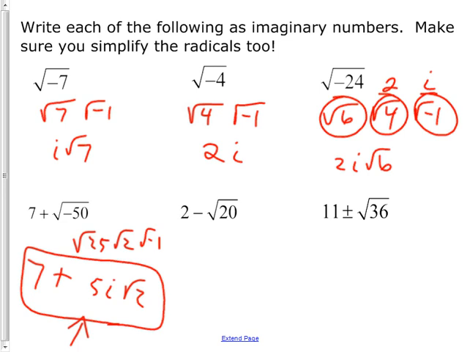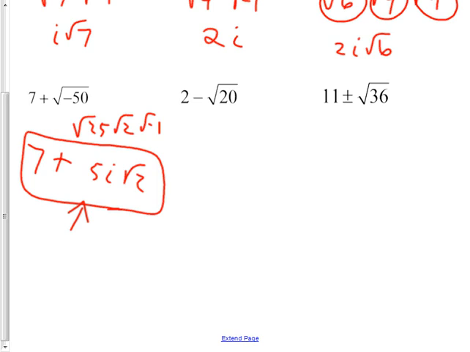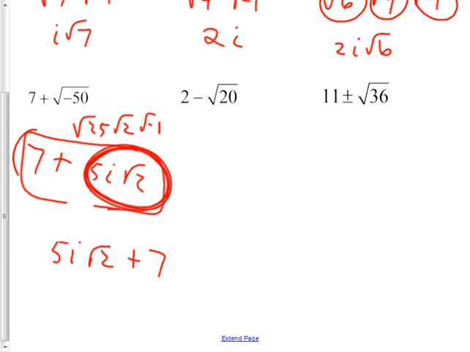And this is the right way. A lot of people fall into this little trap. They'll do a problem that was more complicated than this one, and then they'll write the answer like this: 5i root 2 plus 7. And technically that is wrong. It's not that big of a deal, but the imaginary part is supposed to be last, and the real part of your answer is supposed to be first. So if there's two terms, you should rearrange them like this, with the real part first and the imaginary part second.